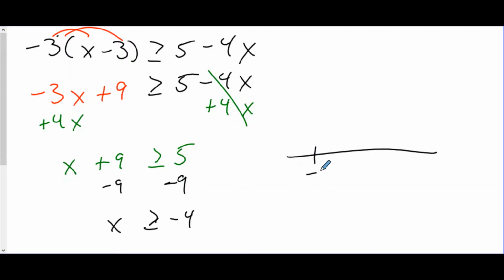So on my number line, I find negative 4, and I want a closed circle pointing to the right.